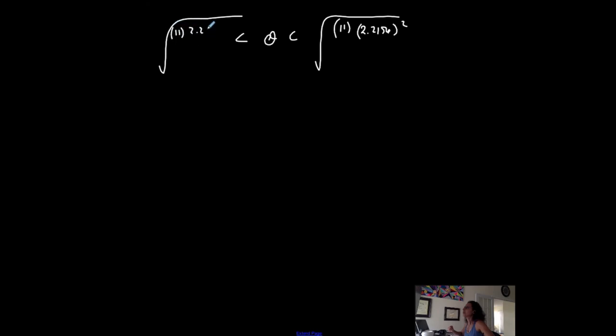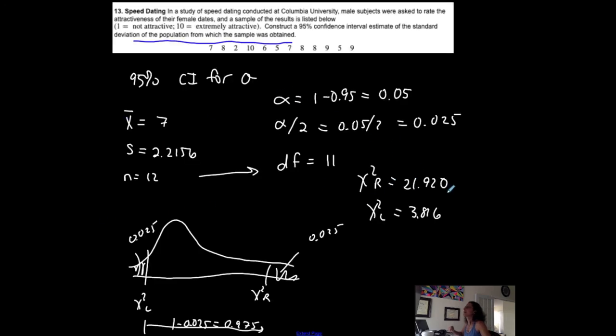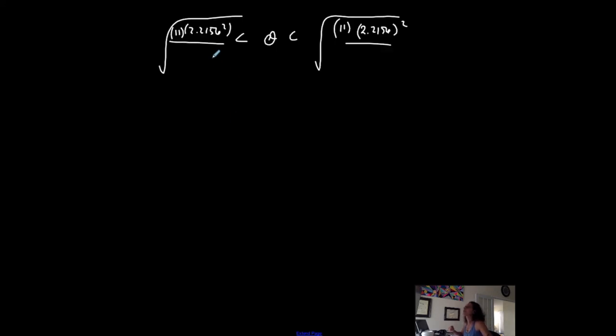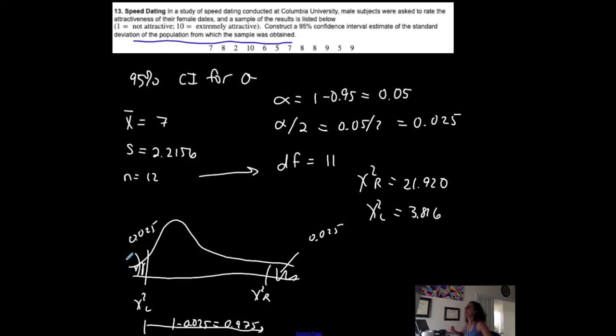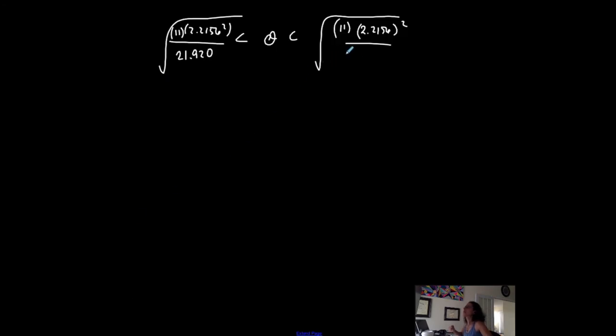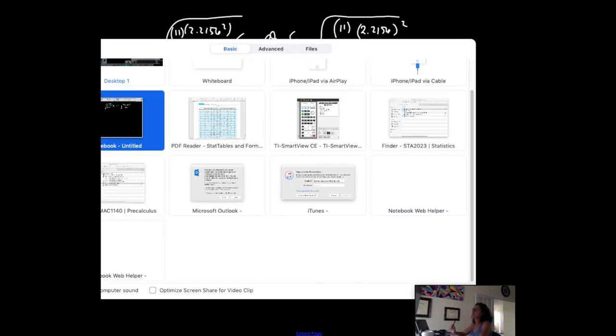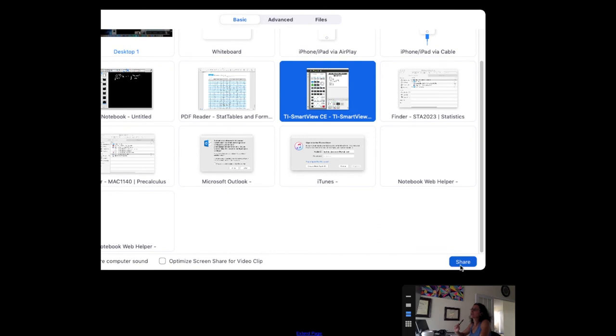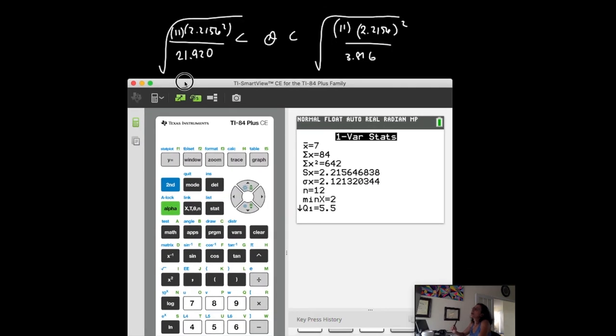This numerator is the same as that one. 11 times 2.2156 squared, divided by the critical value. The right-tailed critical value goes in the left denominator and vice versa. So 21.920 should go here, and my left-tailed critical value, 3.816, should go here. The larger denominator should be on the left side and the smaller denominator on the right side. Sometimes I don't even write that down because you could just plug it into your calculator. I'm showing all my work for you guys.